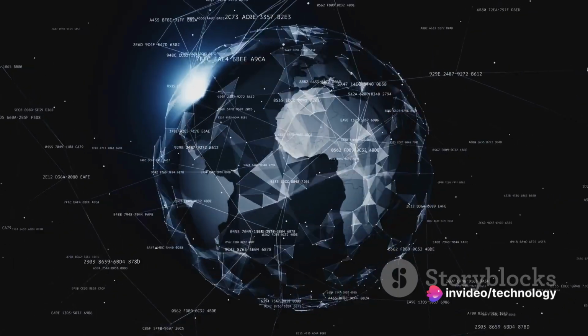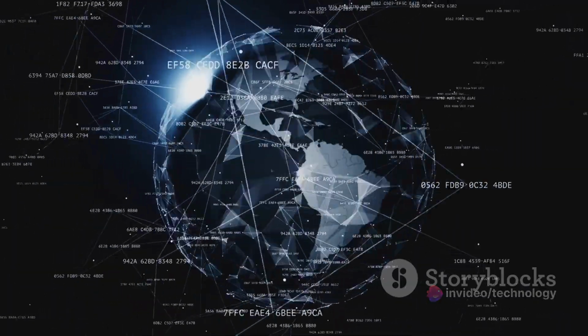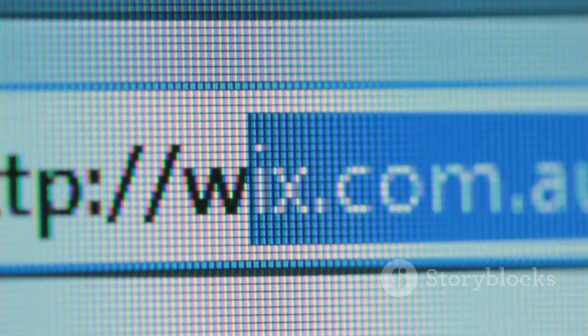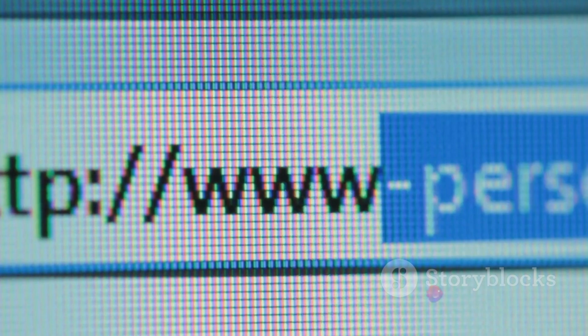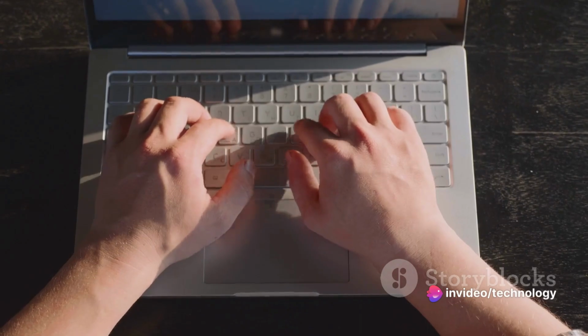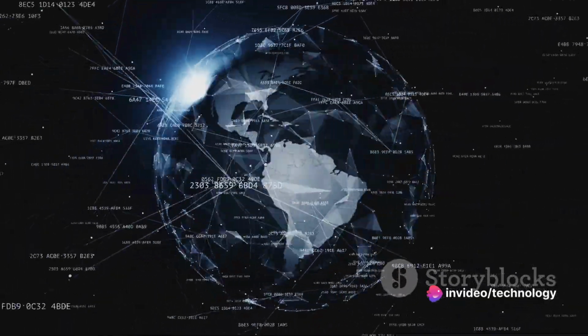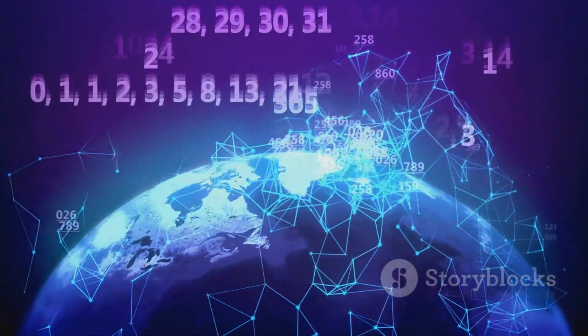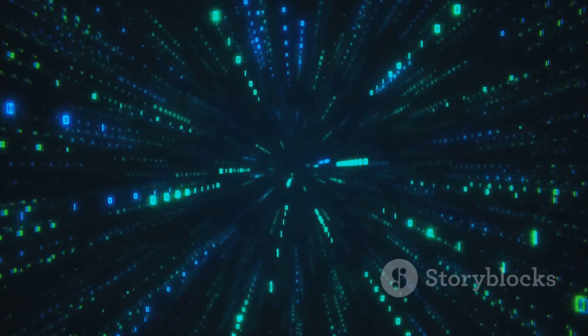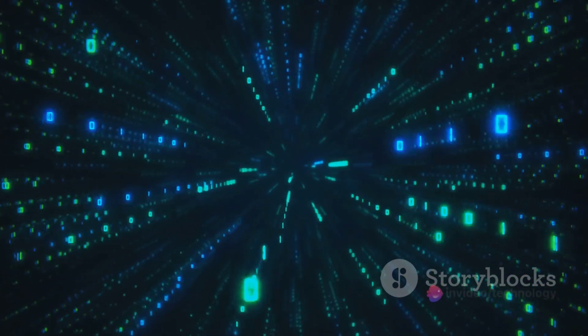But what makes IPv6 so special? Let's take a closer look at its structure. Unlike the 32-bit length of IPv4 addresses, IPv6 addresses are a whopping 128 bits long. That's 4 times the size of an IPv4 address. And with great size comes great capacity. This allows for a staggering amount of unique addresses. We're talking about a number so large it's practically impossible to grasp.